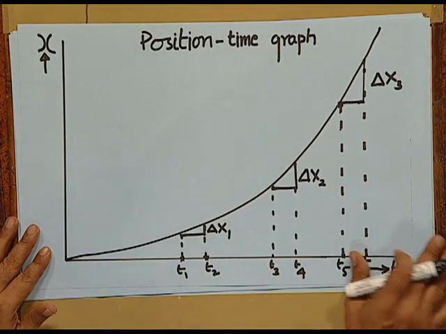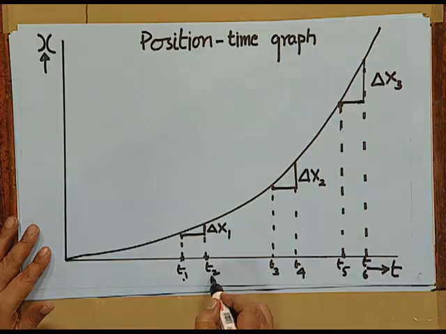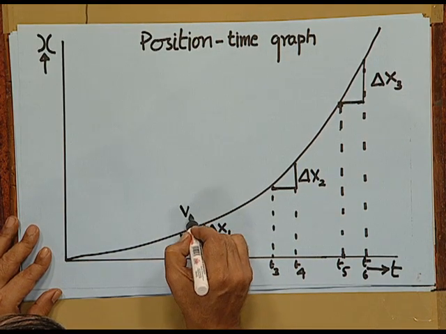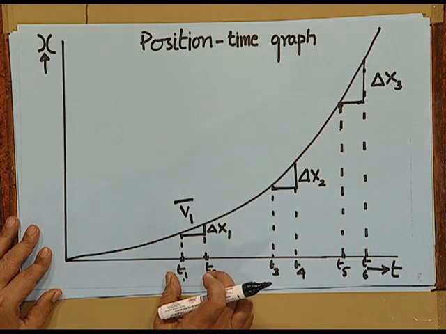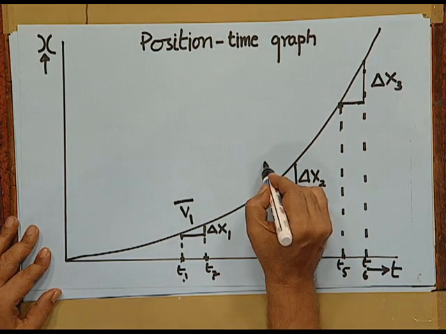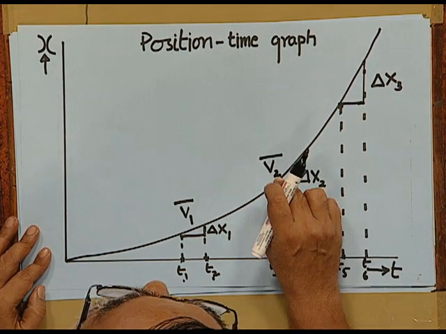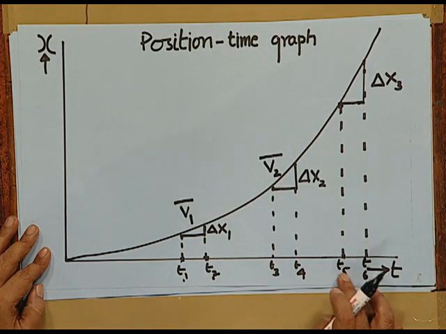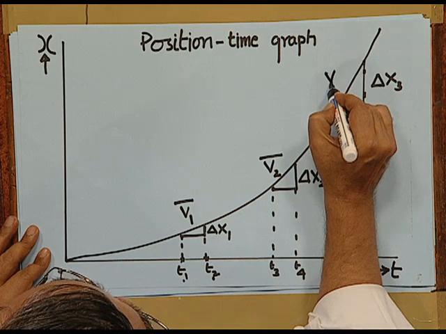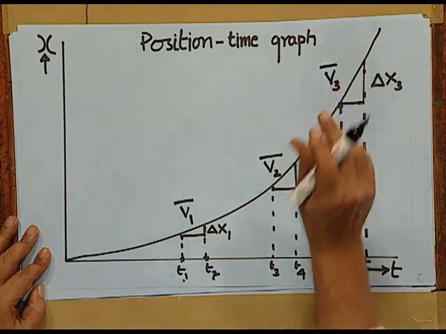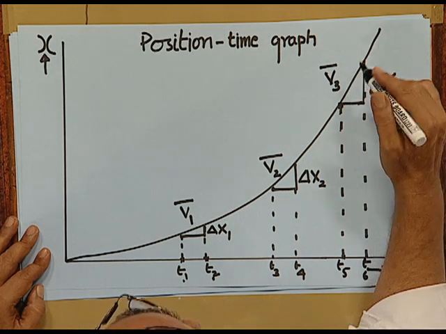In the same time intervals, note from this graph that the time intervals are the same, but the displacement in each of these intervals is different. What we mean here is the average velocity in the interval t1 to t2, which I write as v1 bar, the average velocity in the interval t3 t4, which I have represented as v2 bar, and the average velocity in the interval t5 t6, which I indicated here by v3 bar. Each one of them is different because the slopes of these are different.